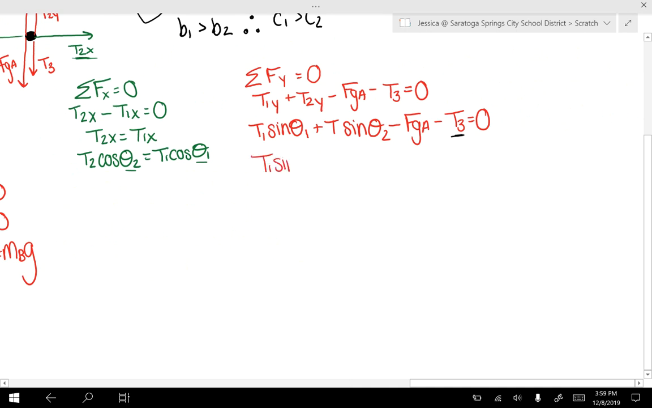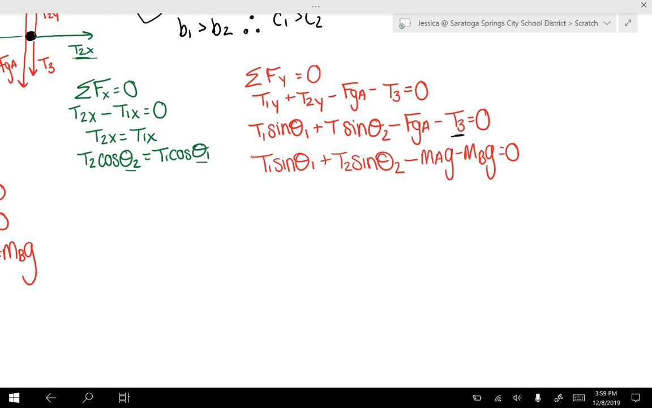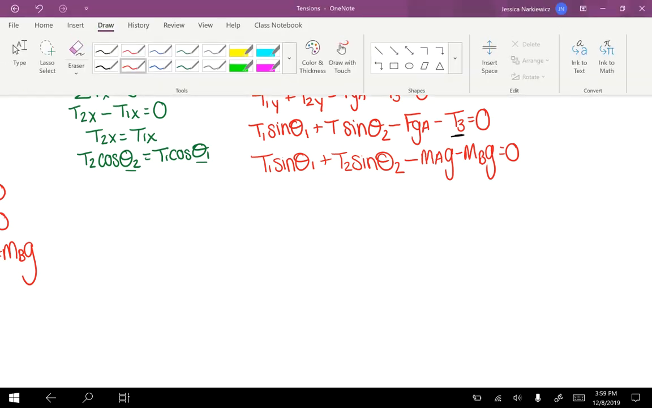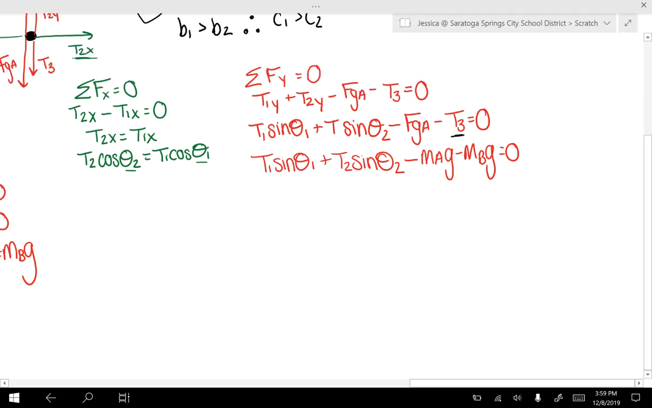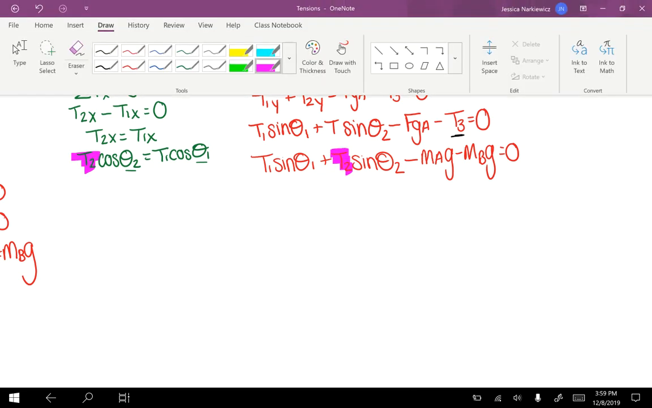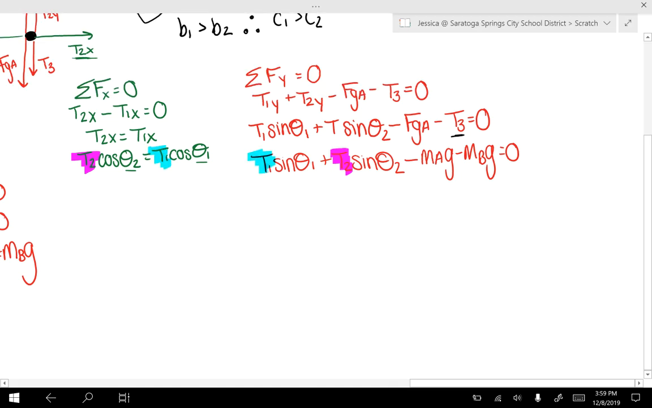So T1 sine theta 1 plus T2 sine theta 2 minus MAG minus MBG equals 0. So now I have two equations and two unknowns, where T1 and T2 are my unknowns because I would hopefully know theta 1 and theta 2. So just like we've talked about doing in class, we need to rearrange one of the equations for tension. So remember, this T2 is the same as this T2, and this T1 is the same as T1.